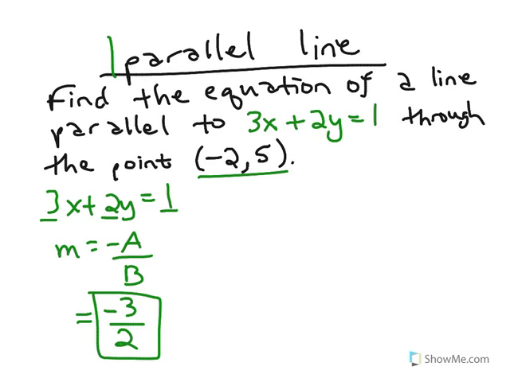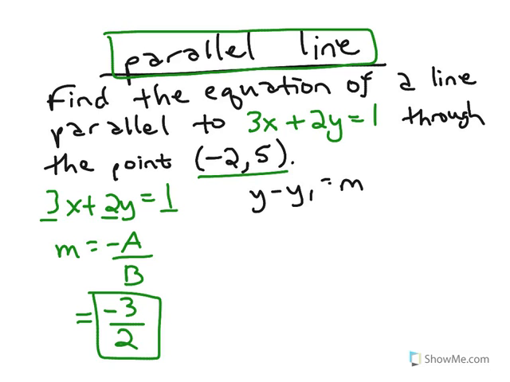Now that we have a slope and a point, understand that parallel lines always have the same slope. So even though this line that we're going to is not the same as the line we have, it's going to have the same slope. Now, where do we go from here? We should go to point-slope form. y minus y1 equals m times the quantity x minus x1.